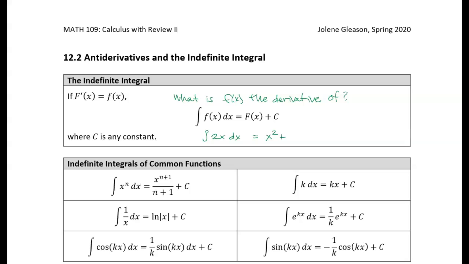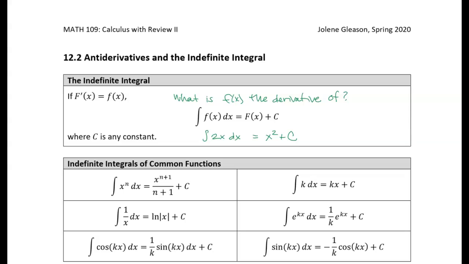So, because 2x is essentially the slope of the function, and if we add a constant to it, it doesn't change the slope of the function, the antiderivative of 2x is actually x squared plus c. Okay, so the indefinite integral of 2x is just asking, what is 2x the derivative of? And we get a whole family of functions that would satisfy that question.